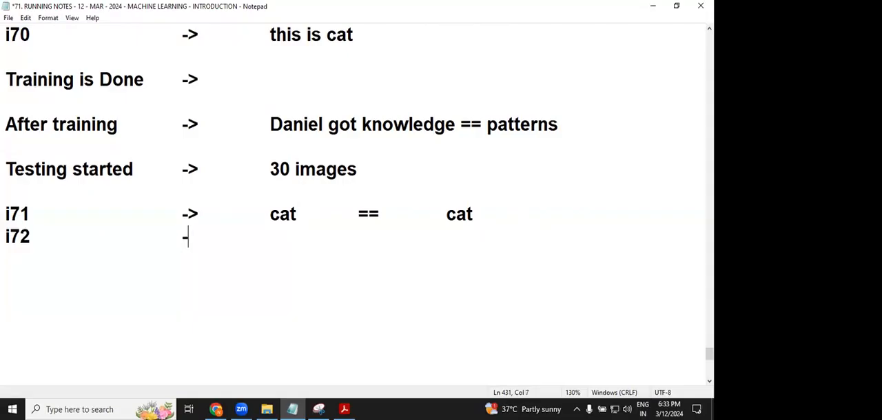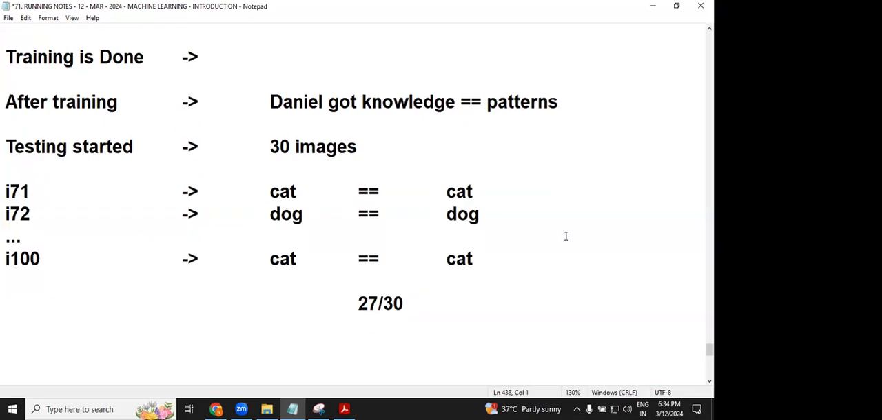I-72. And I'm slowly telling, father, this is the dog actually. Exactly this is the dog. Same thing like that, all 100 images done, sir. I told this is the cat actually. There are different scenarios I can tell later, but as of now, assuming that out of 30, I got 27 marks, sir. Means there are three images I am unable to recognize. Did you understand? Good.